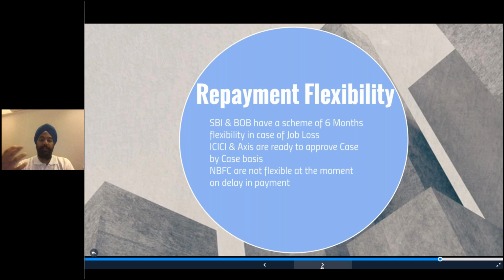These two banks are quite open and they are ready to work with the student in the present COVID-19 scenario. So in terms of how you can look at it, it is very positive. The other banks on the platform, ICICI and Axis, are ready to approve on a case-to-case basis, which means that in case you are looking at this flexibility, 100% you can look at it case by case.